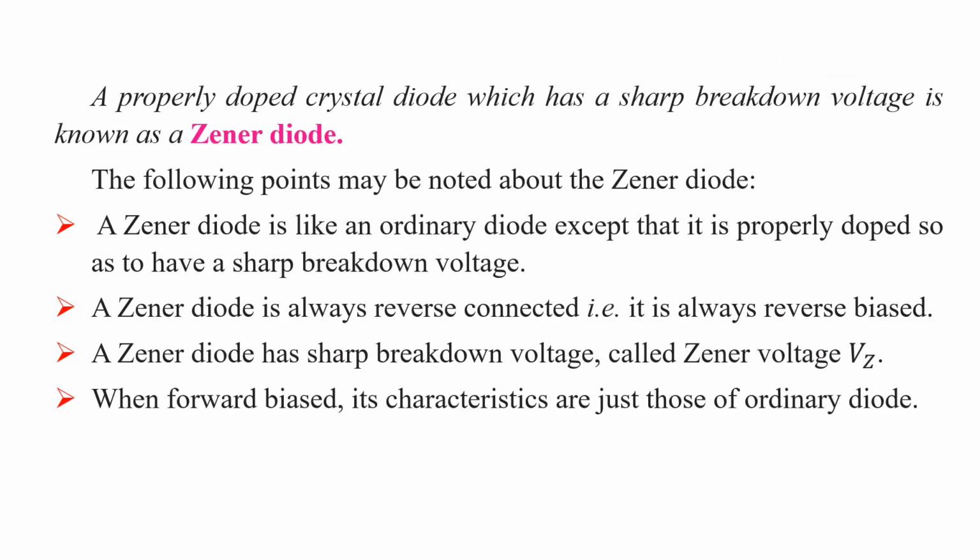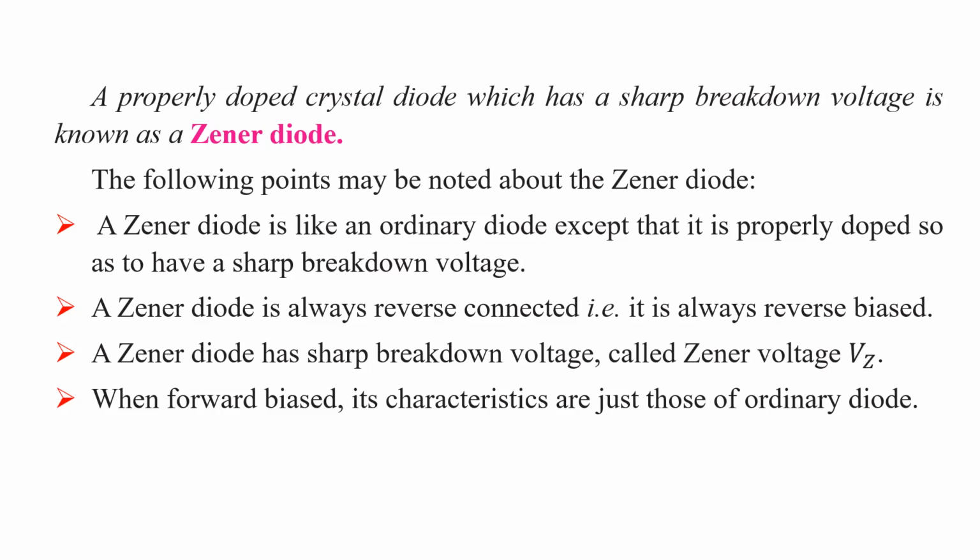These are the very important properties or characteristics of the Zener diode. One property is that a Zener diode is just like an ordinary diode, but it is properly doped so that it will have a very sharp breakdown voltage. There will be a sudden increase in the current at breakdown voltage. This Zener diode works properly when it is reverse connected. That is, the Zener diode has useful applications in the reverse biased condition. When it is forward biased, it will have the same characteristics as that of the ordinary diode.